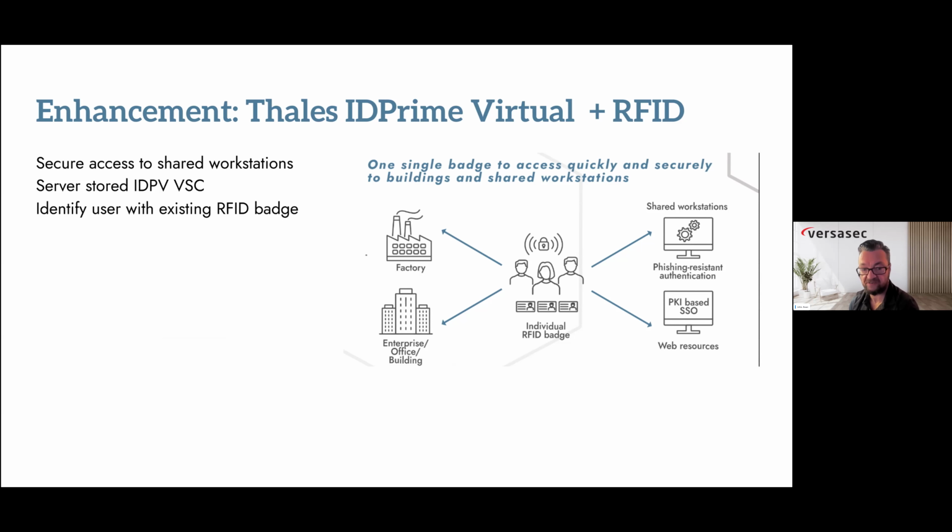Our application then checks the RFID, mapping that to identify the user. And from there, you get loaded the Thales ID Prime Virtual Smart Card, which makes it available for authentication on the logon screen. The user simply enters the PIN and they're in. Quick, seamless, secure, of course, using strong certificate-based authentication there.